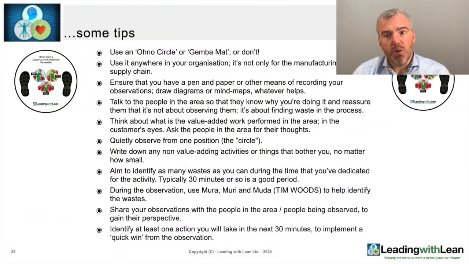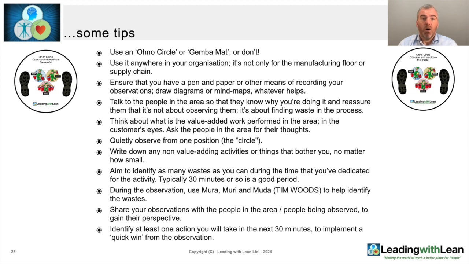So here are some tips on using the Ohno circle methodology. Use an Ohno circle or a Gemba mat, or don't. As I mentioned, it's not about having those physical mats. I've even seen some sites where they've done really great 5S and made it a very visual factory, and they have permanent Ohno circle points for observation. Again, if that's what you choose to do, absolutely fine. But it's about having that methodology and that approach that everybody is bought into.